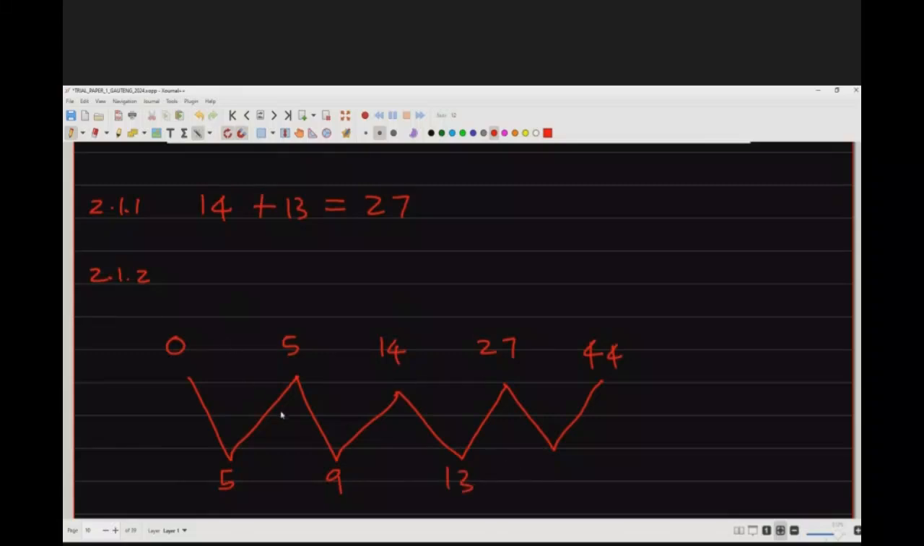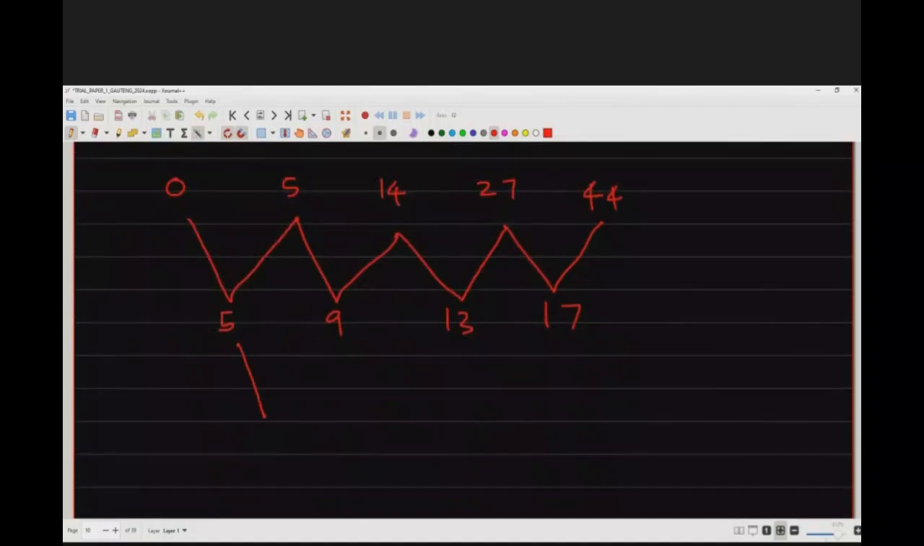So notice what's happening here. That's a difference of 4 between 9 and 5. And then from 13 to 9, that's a difference of 4 once again. And then that means that to get to the next value after 13, we're going to have to add 4 to 13, and that's 17. So the 44 was 27 plus 17. This is 4, 4, 4.